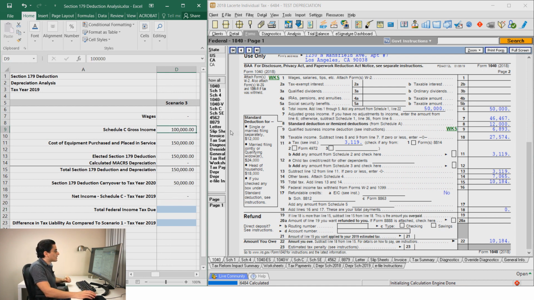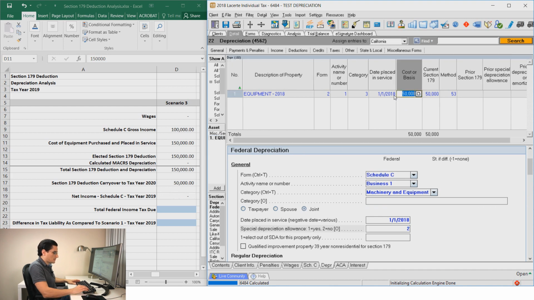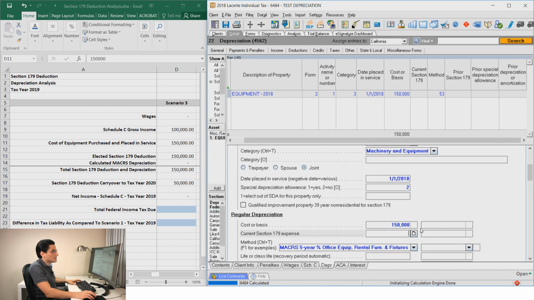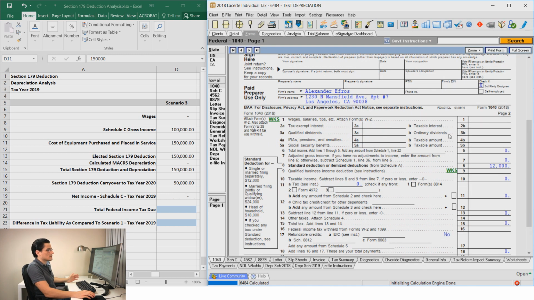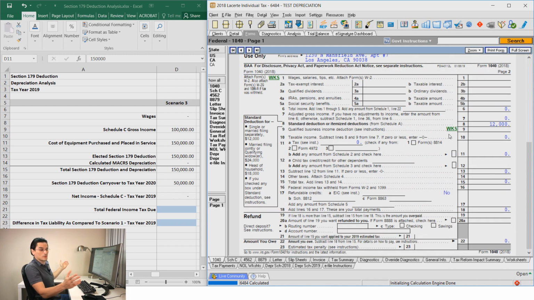Now, in this scenario, we have the same gross income on Schedule C. We have the cost of equipment purchased and placed in service is $150,000. So let's adjust that. So again, it exceeds our gross income for the year. Now we're also taking Section 179. Okay, so we have $150,000 in Section 179. So let's take a look at the Form 1040. Wow, big difference. All right, so let's see what's going on here.